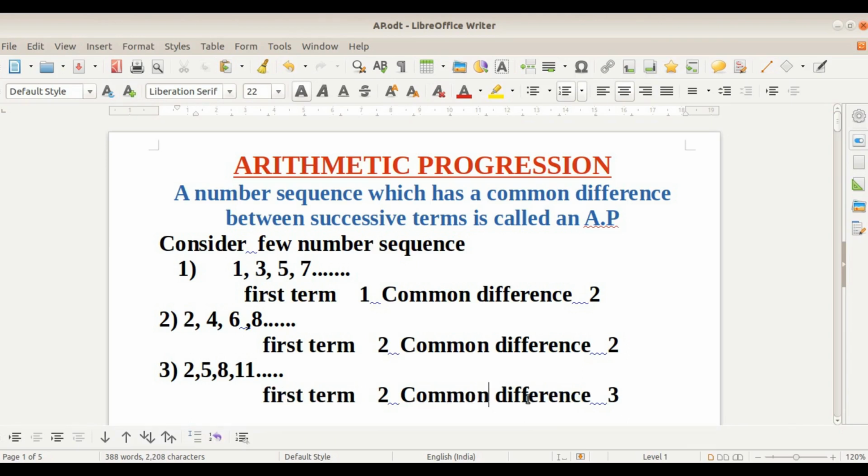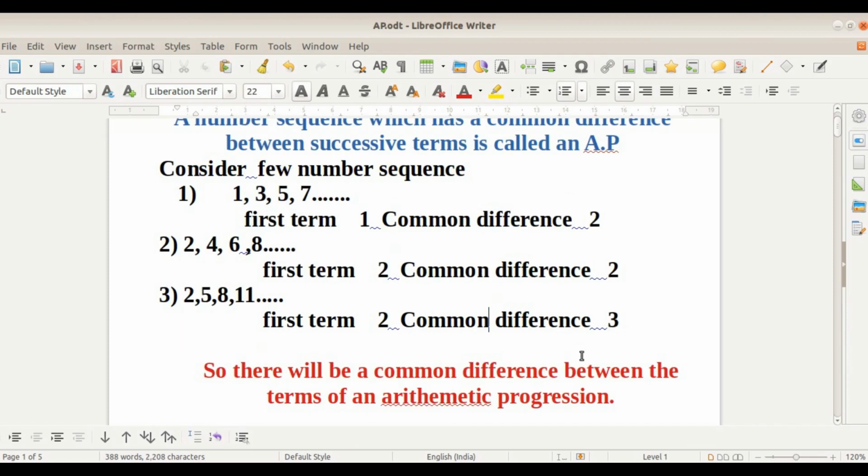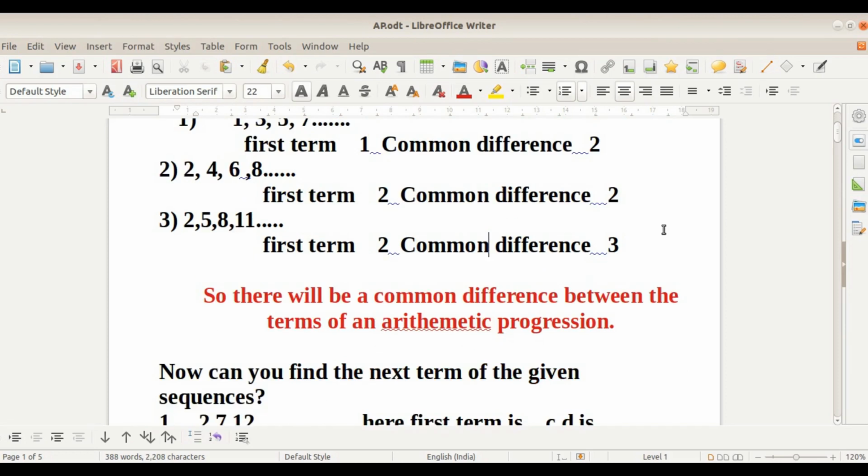Then we can go to the next sequence: 2, 5, 8, 11, etc. Here the first term is 2, second term 5, third term 8, fourth term 11. Here we can easily identify the difference between each term, that is 3. That means here the first term is 2 and the common difference is 3. So there will be a common difference between the terms of an arithmetic progression.